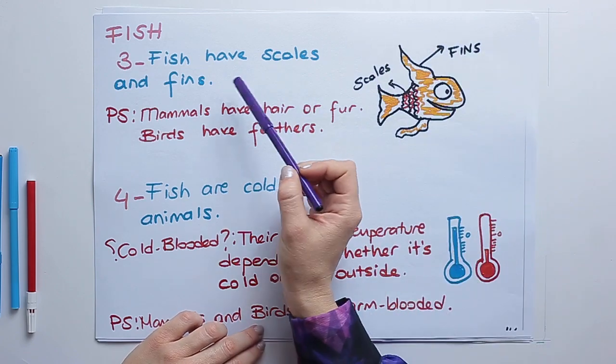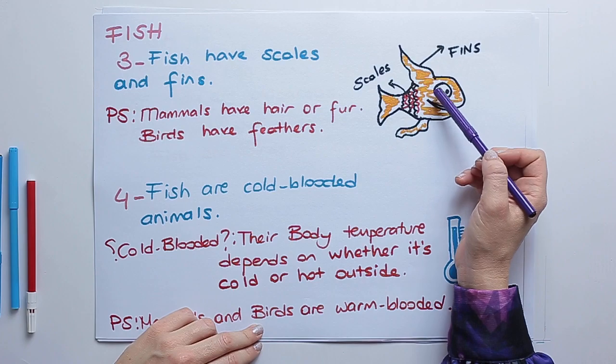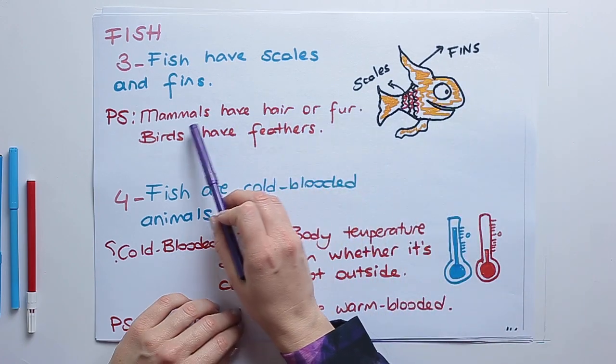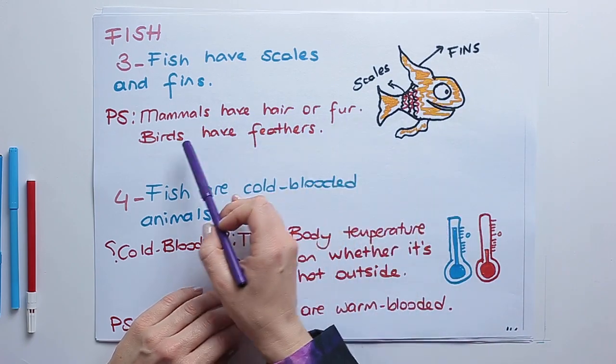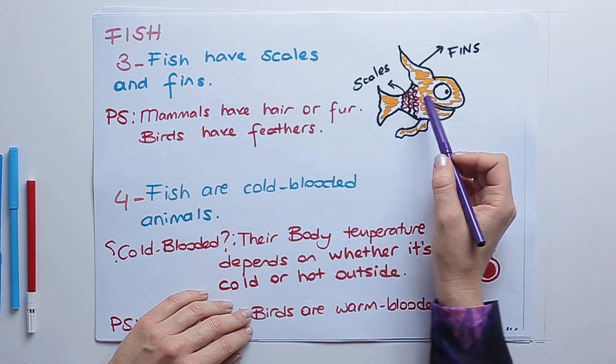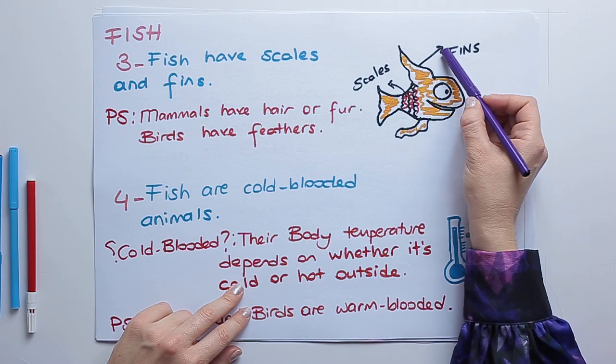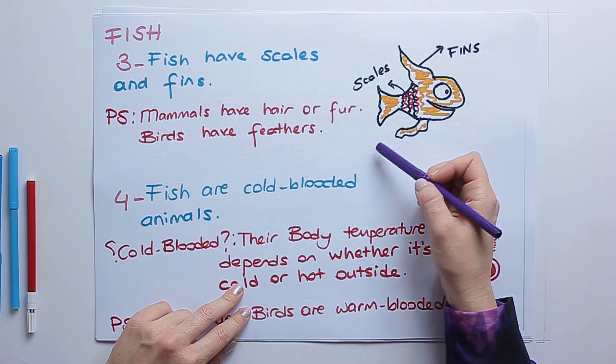Now fish. Fish have scales and fins on their skin. But if you remember, mammals have hair or fur, and birds have colorful feathers, depending on their kind. But fish have scales just like this here. And also they have fins that enable them to swim better.